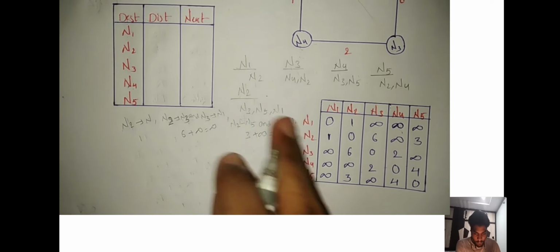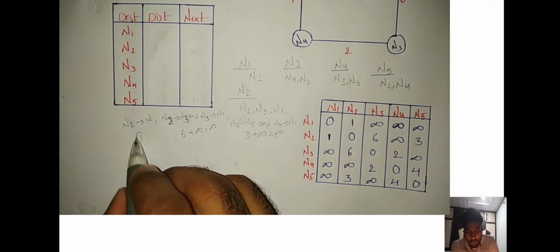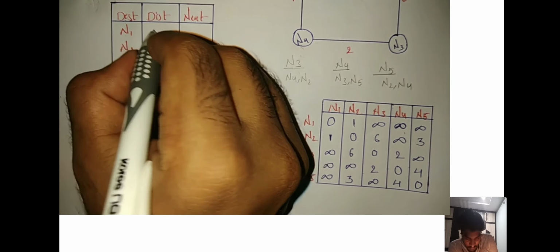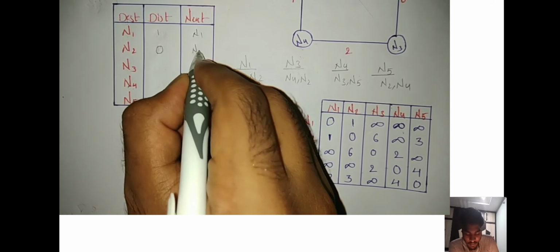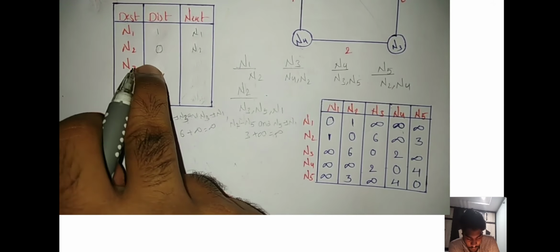Out of these 3, which is the shortest one? This one, 1. So we'll take this. So here 1. What is the next state? n1. We have to go to n2. n2 is 0, because obviously this will be the shortest, right? However we go, this will be the shortest.